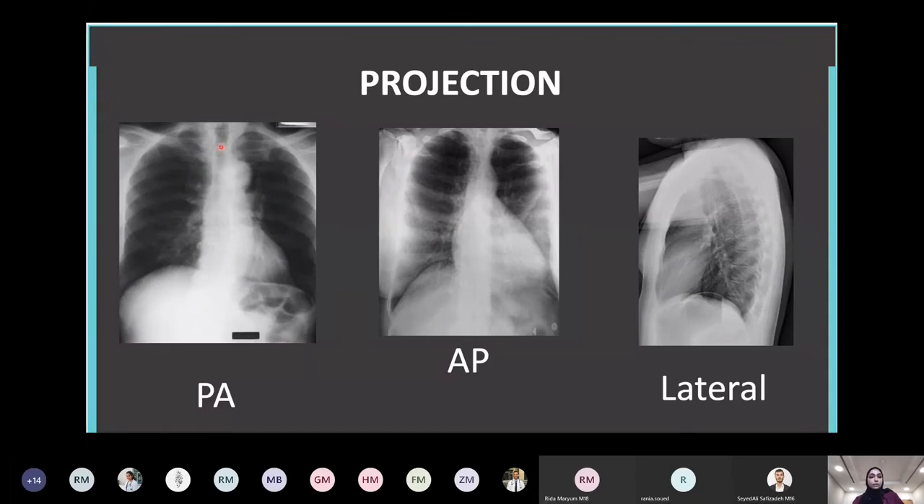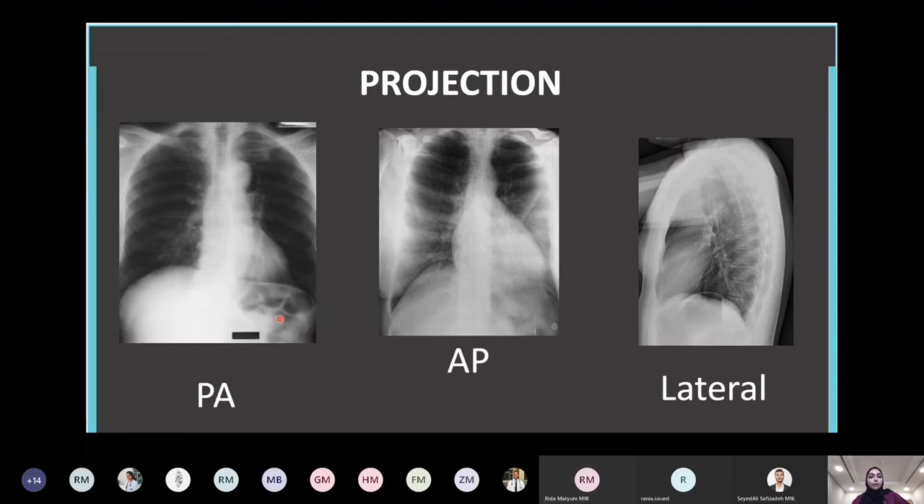The spinous processes in the PA, obviously, because I'm taking the image standing here and the x-ray is coming from behind me, you will be able to see my spinous processes, which are the ends of my vertebral bodies.